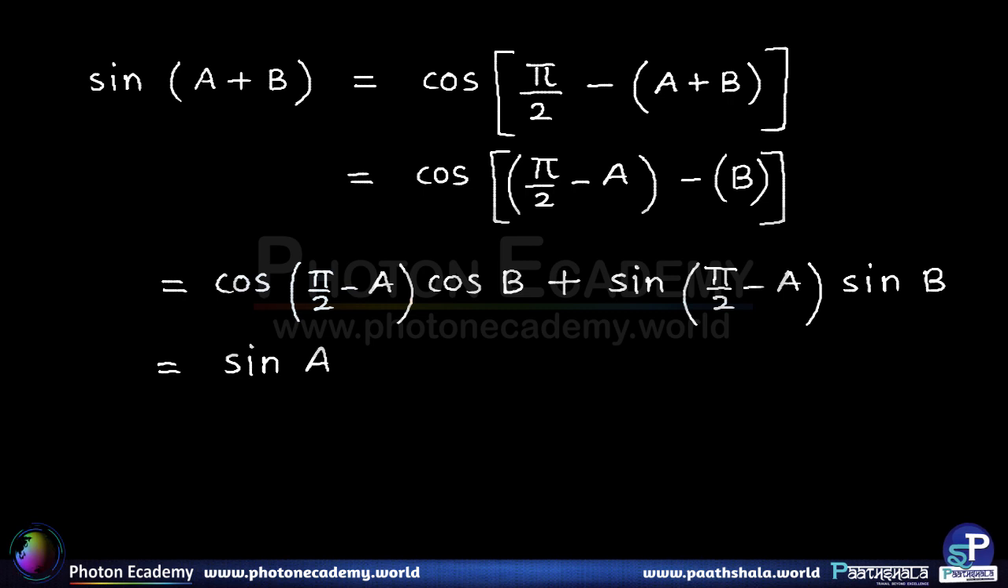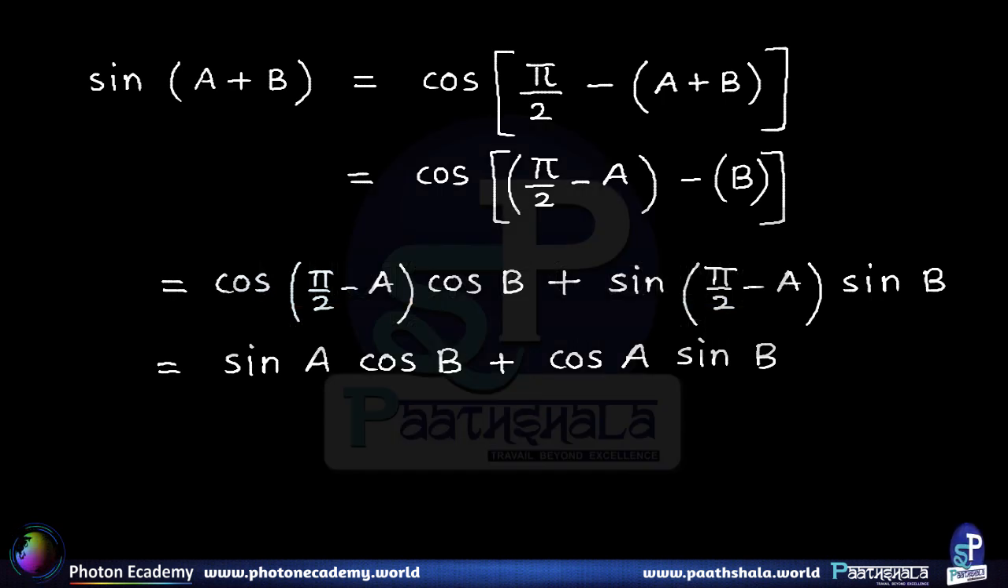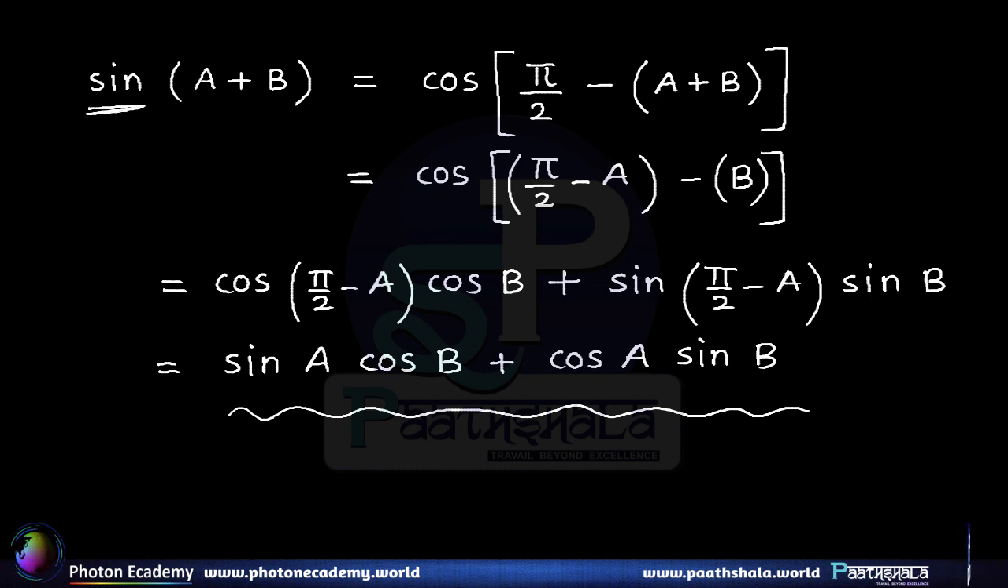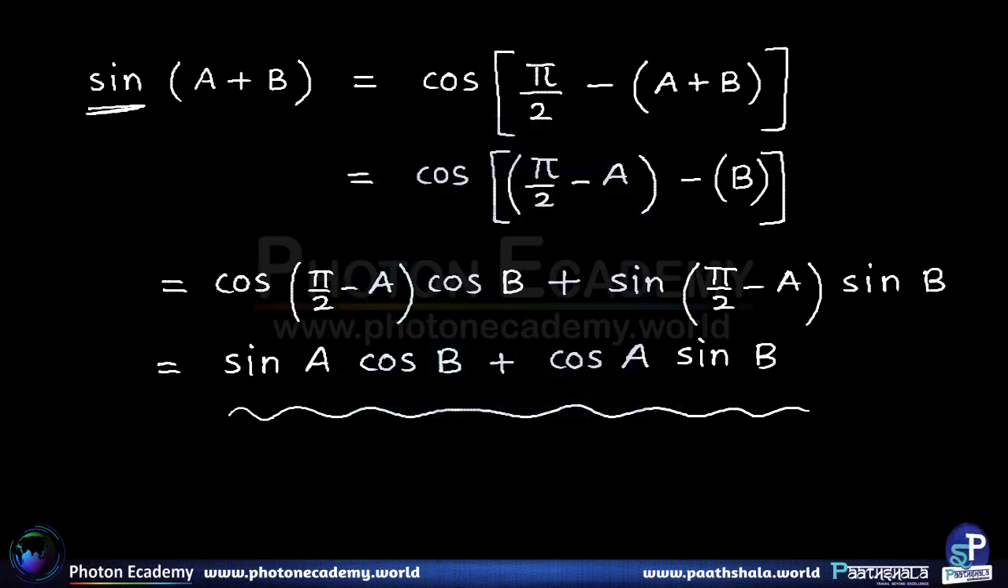So therefore we have sine a into cos b plus sine of pi by 2 minus any angle is cos of that angle, that is cos a into sine b. So that proves the result for sine of a plus b. So here if you observe, in case of cos it was cos cos and sine sine as the two terms, but here in case of expansion of sine we have sine cos and cos sine type of combination.